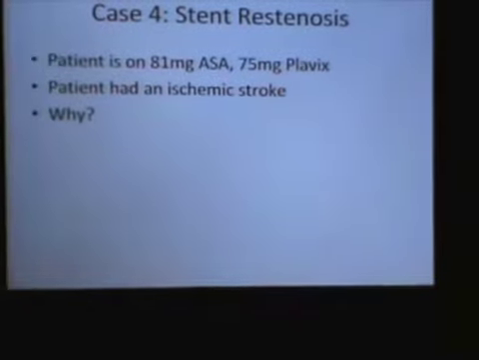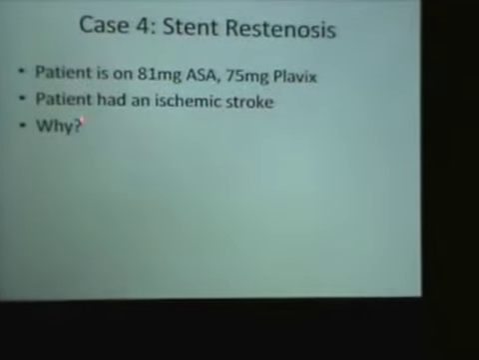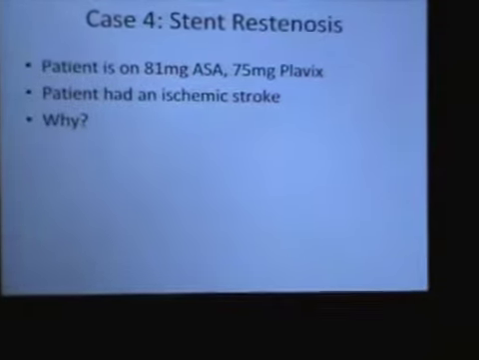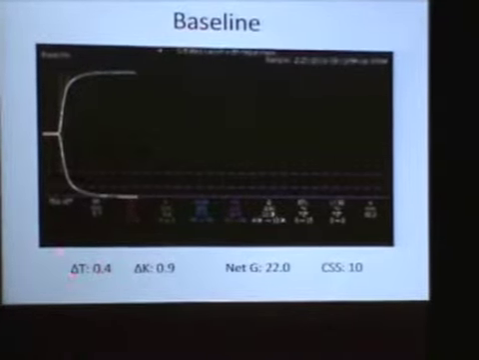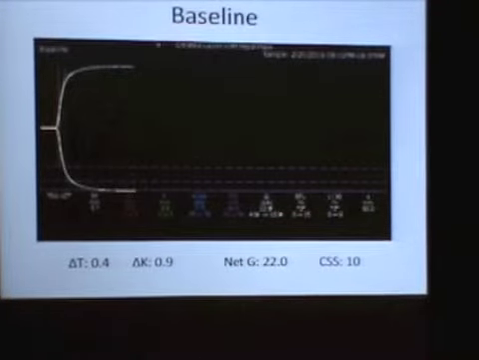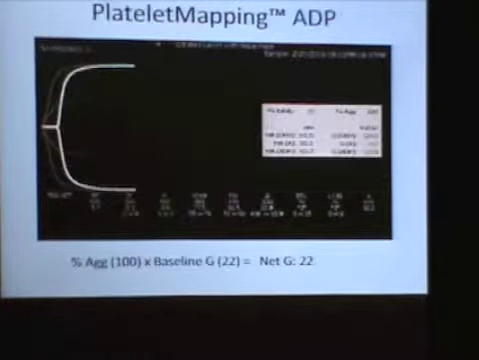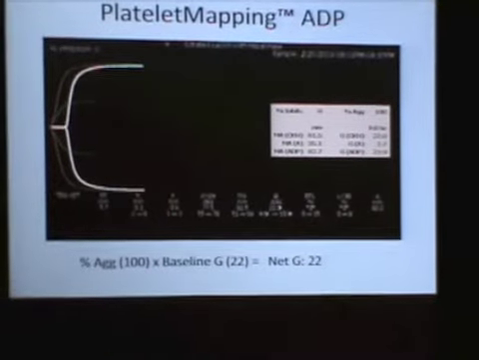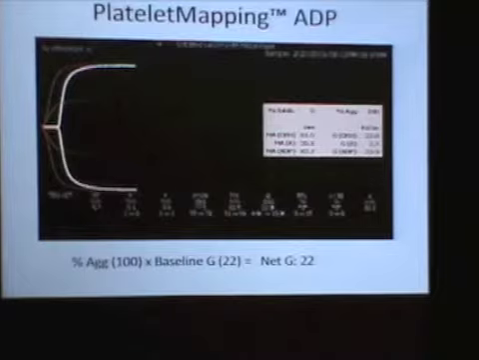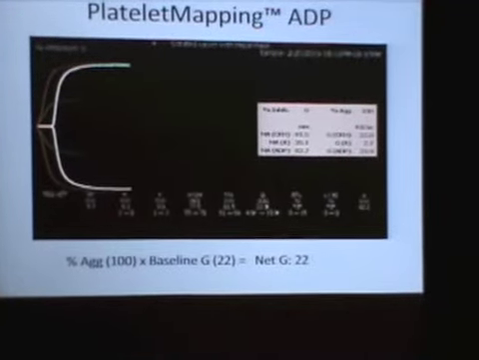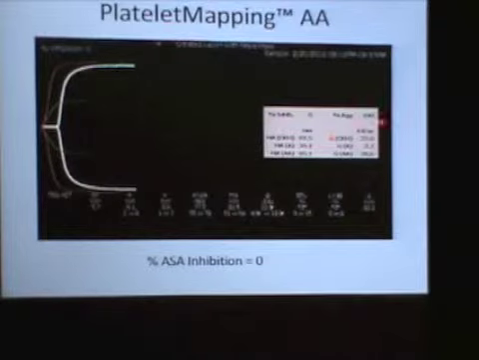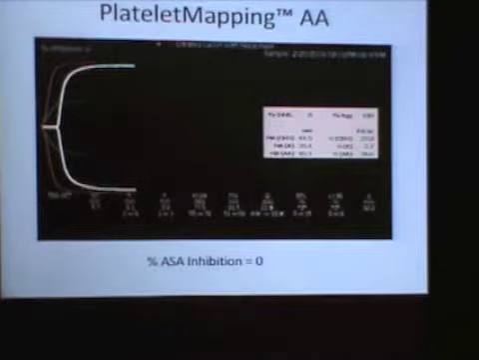Next case, stent restenosis. Patient's on 81 of aspirin, 75 of Plavix, and has an ischemic stroke. Why? Well, hyper on the thrombin, hyper on the clot strength, platelets. What's the Plavix doing? 100% functionality. Plavix didn't touch them. How's the aspirin doing? Aspirin didn't touch them. Zero inhibition. This patient is so hyper, of course he restenosed. He was hyper both on his thrombin side and his platelet side.